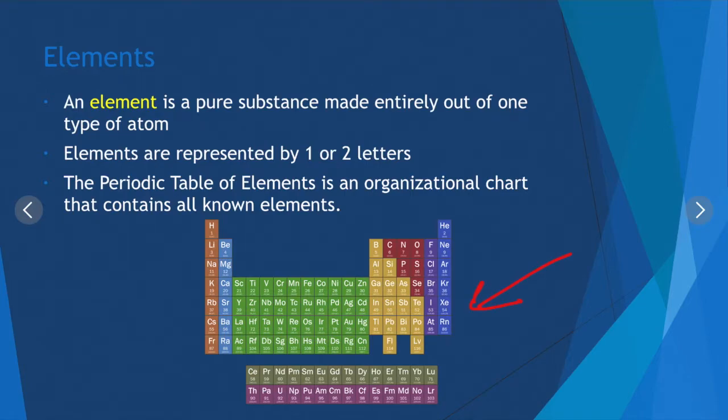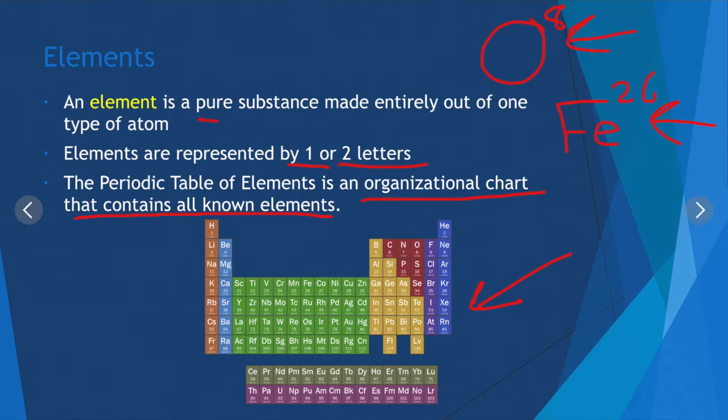This is the periodic table of elements, and it is an organizational chart that contains all known elements, okay? Elements can be represented by 1 or 2 letters, all right? So oxygen is represented by O, and iron is represented by capital F, lowercase e, right? And so, it could be 1 or 2 letters.